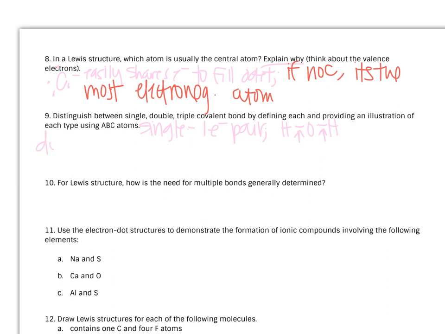A double bond is going to be made by forming, you guessed it, 2 electron pairs. A common example of this is in CO2, where you have O, and then we're not going to worry about the extra electrons because we're missing some on all of them. And then triple is obviously 3 electron pairs.